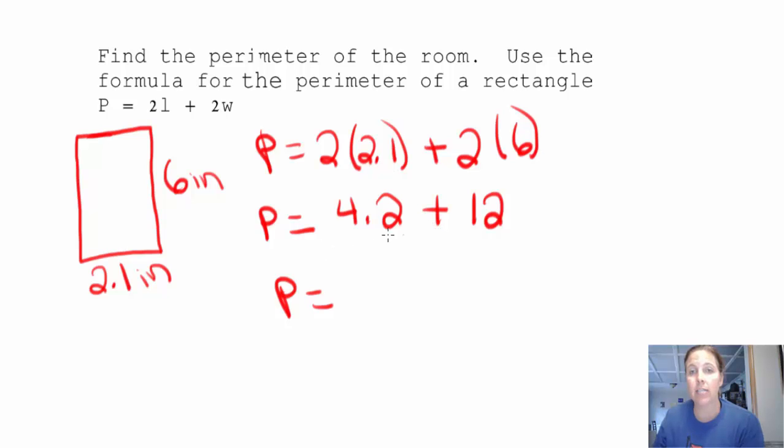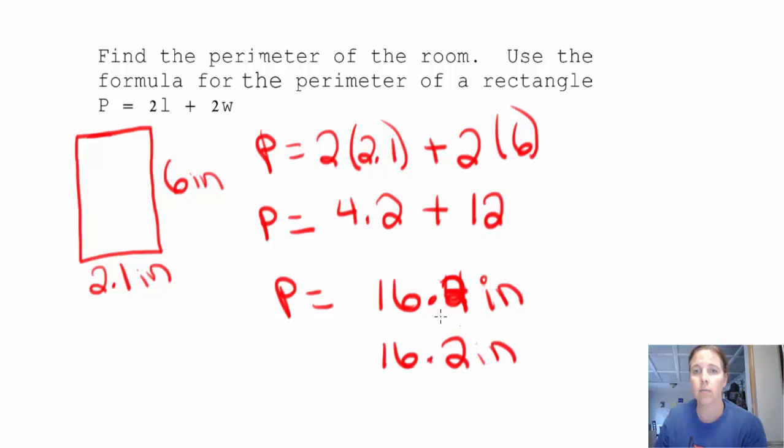Just because there's a decimal in there, that shouldn't make you panic. It should just be 16.4 inches. Make sure and label. 16.4, I'm sorry, 16.2 inches. Whoops, I made a number up there. So this is 16.2 inches. I'm not sure where I got that 4 from. Anyway, that's the perimeter.